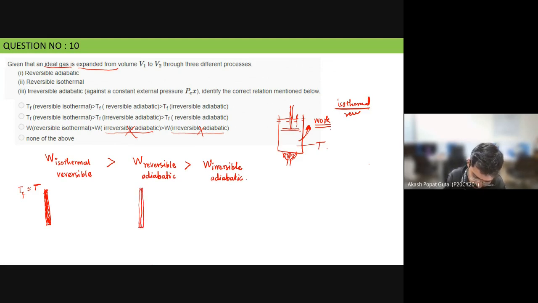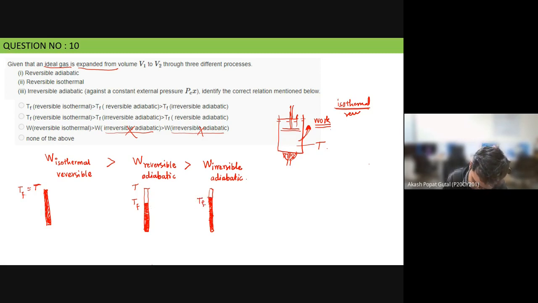It takes more internal energy from your system, uses more energy from the internal energy, and drops the temperature more. This is a T initial and this is a T final. Yes, temperature decreases. But in case of irreversible, the work done is not that much compared to the reversible. The change in the temperature will not be that much. This is a T final.